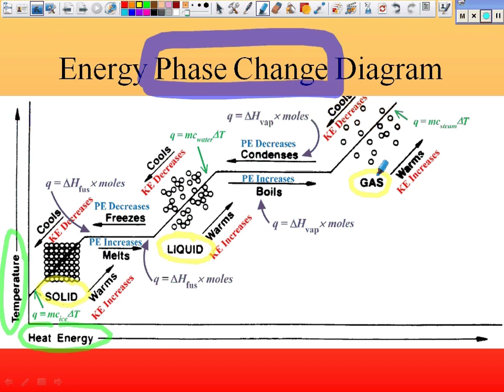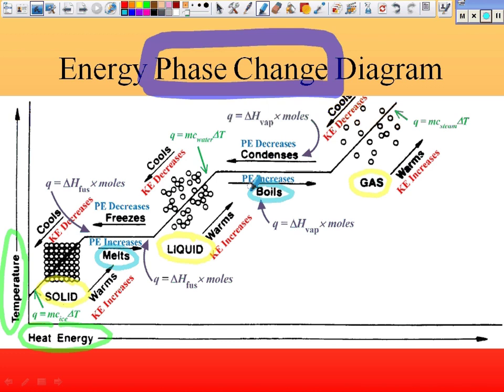Now notice, as you move across from left to right across the x-axis, what is also increasing? The heat energy. Okay, so all these things have different energies. The crazy part about it is there is so much going on in this one picture, but it explains all of it. So if you go from a solid to a liquid, what's occurring? It melts. Okay, and then you go up from a liquid to a gas. It boils.